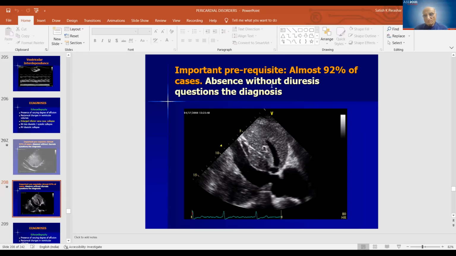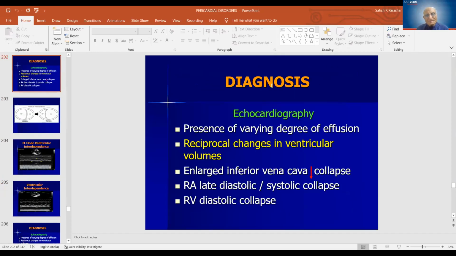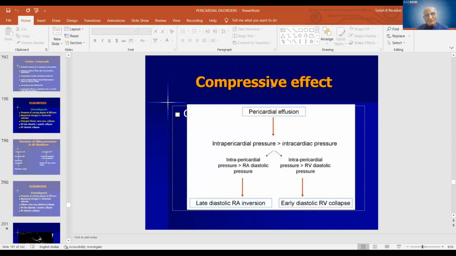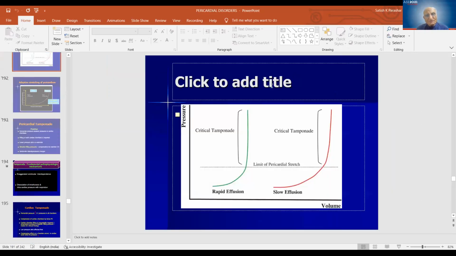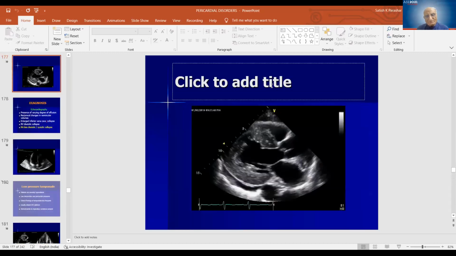Sir, is there any criteria for pericardial effusion by quantitation? How much amount should be minimum to tap it? No. Tap it. Say, why do you tap? You tap for two reasons. Number one, to relieve the patient of symptoms, and number two, to find out the diagnosis.